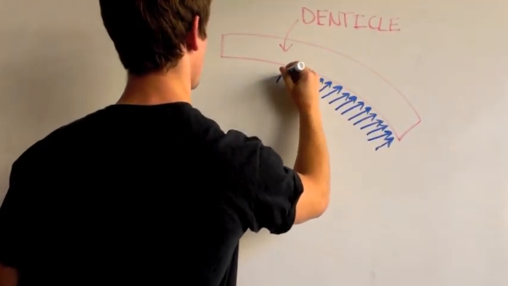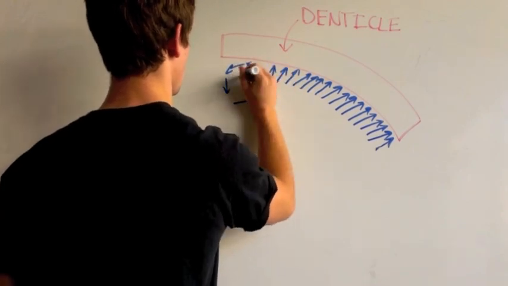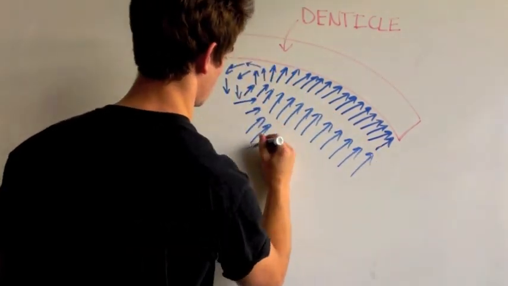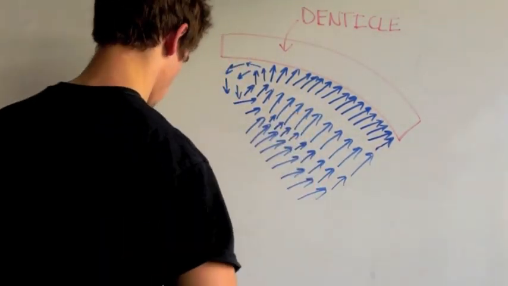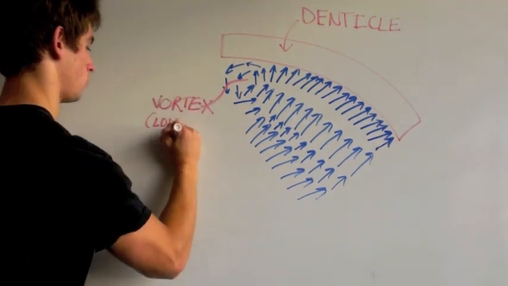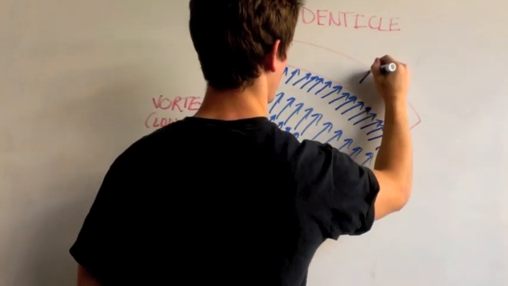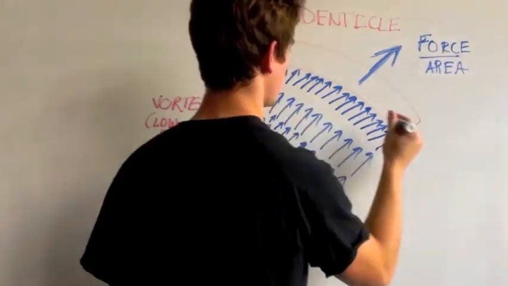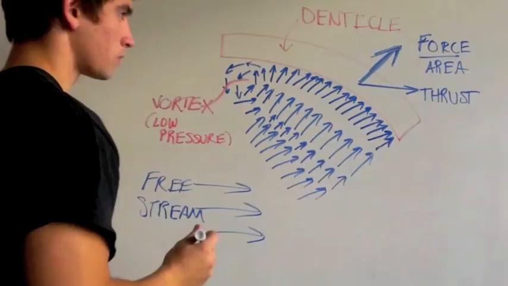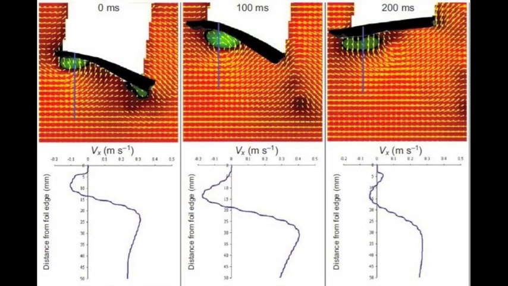A vortex is an area of rotational flow with the lowest pressure exhibited at the core. The vortex at the leading edge draws or suctions flow towards the denticle surface, thus creating a force over the area of the denticle with a component parallel to the free stream, or in other words, a thrust force which results in self-propulsion.